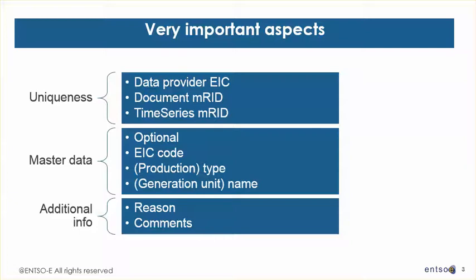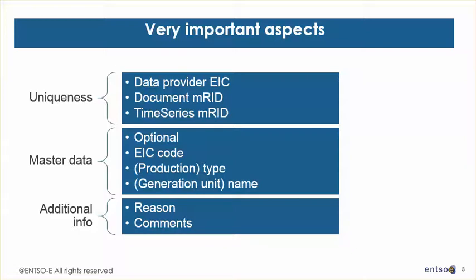And when you provide outages, you can provide also reasons and comments just to provide additional information about the outage. So all this is extremely important when you send something about outage. First, uniqueness of identification of outage, then identification of master data or asset affected, and additional information.